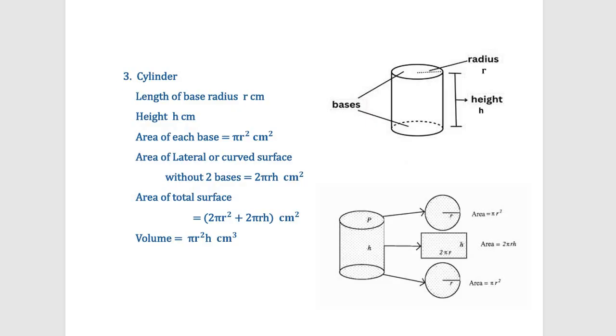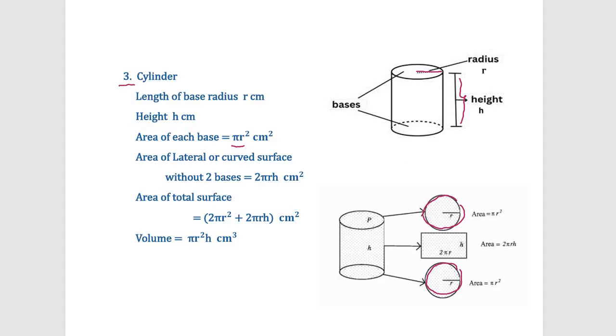Next, formula number 3 is cylinder. The length of the base radius, which is this one, is r centimeter, and the height of the cylinder is h centimeter. Then the area of each base, meaning the circular area of each base, there are 2 bases on opposite sides. So the area of each base is pi r square centimeter square.